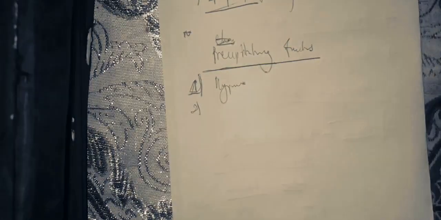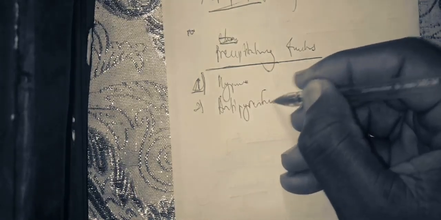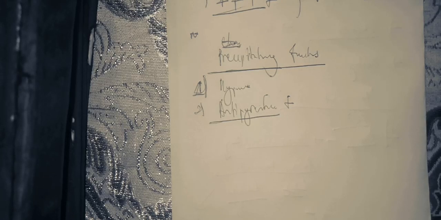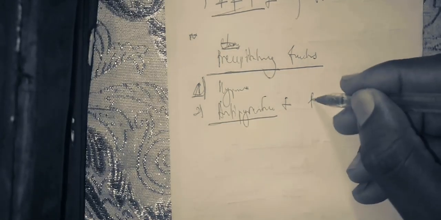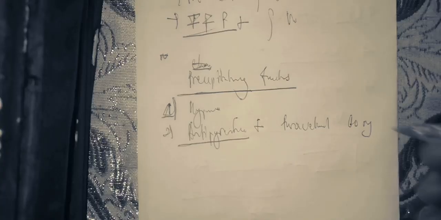The next precipitating factor is hyperthermia. When you have hyperthermia, you have to give antipyretics to the patient. If hyperthermia is a precipitating factor, you have to give antipyretics. And the dosage of paracetamol that we give to children is paracetamol 60 milligram.